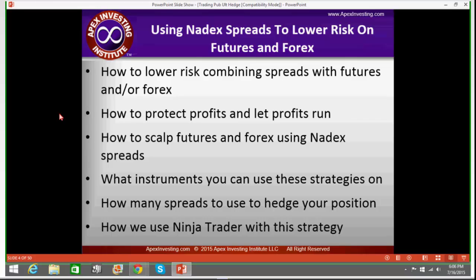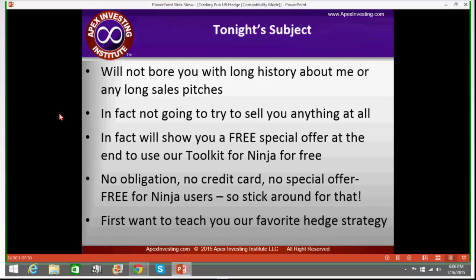What instruments you can trade these on, how many spreads you need to equalize a spot Forex or futures position to hedge that position, and how we use NinjaTrader with this strategy.